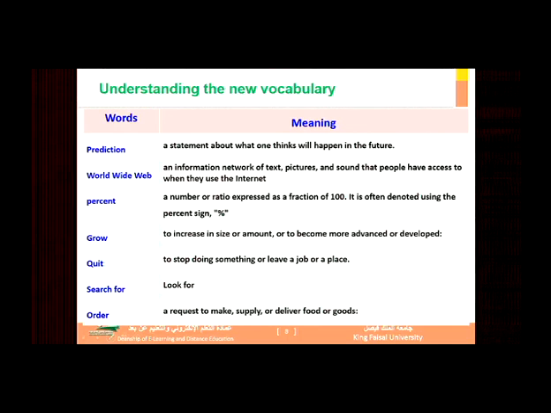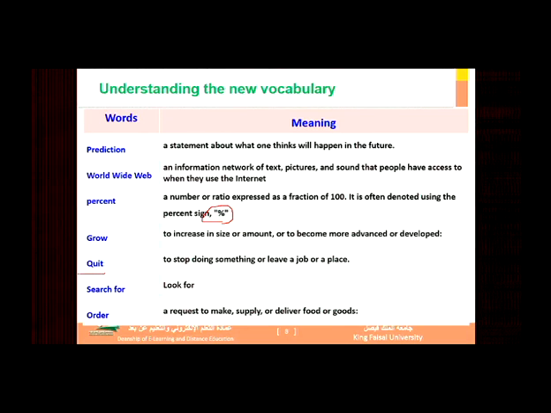The word percent, which we have seen in the article as well, refers to a number or a ratio which is expressed as a fraction out of 100, and it is often denoted using the percentage sign, which, as you can see, is what we call the percentage sign. Anyway, the verb grow means to increase in size or to increase in amount or to become more advanced or even more developed.